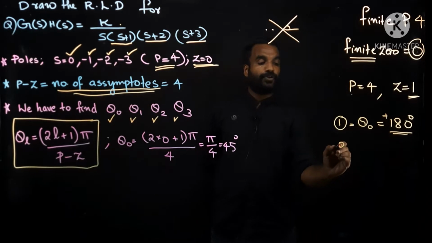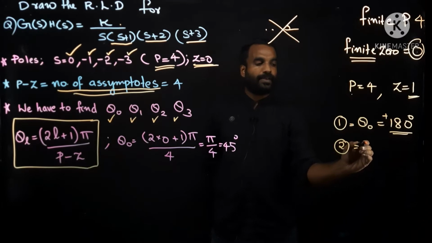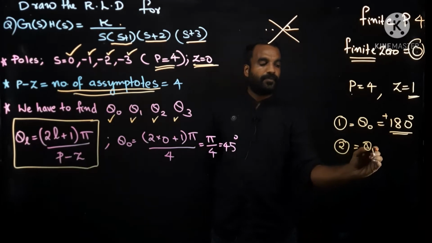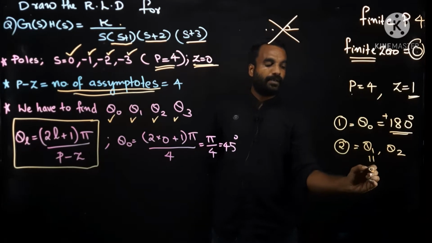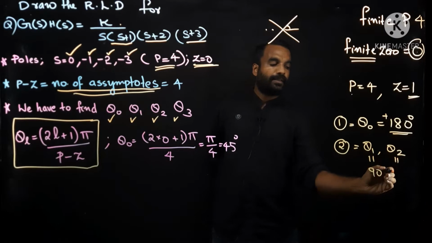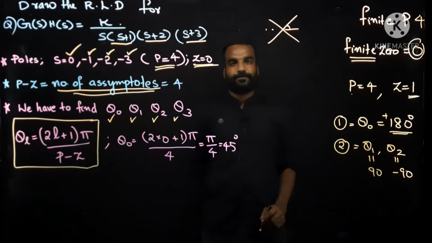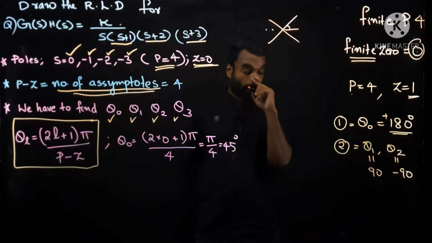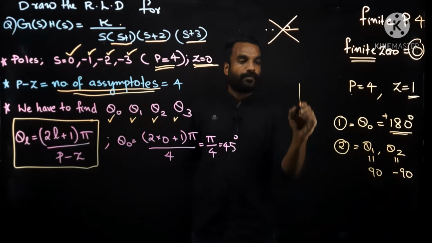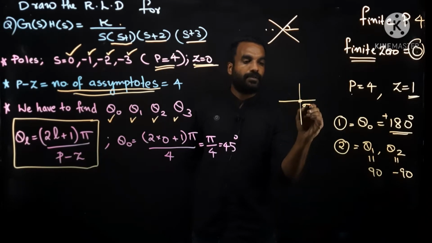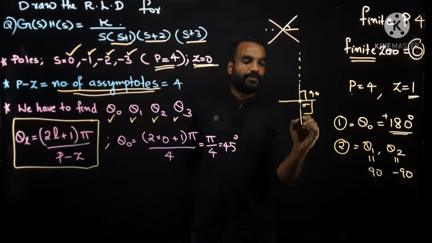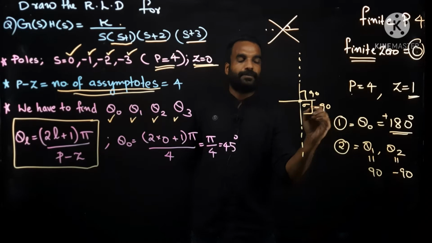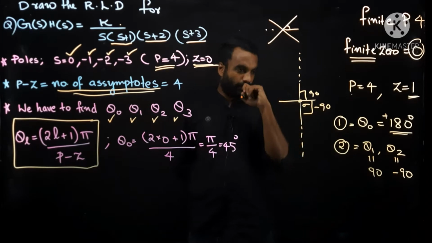If we are having two asymptotes, the angles will always be theta 1 and theta 2. Theta 1 will be plus 90 and theta 2 will be minus 90. How will you draw? If this is the centroid, this will be one asymptote at plus 90 and this will be the other asymptote at minus 90. This is the case of two asymptotes.